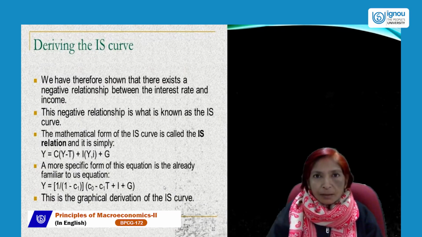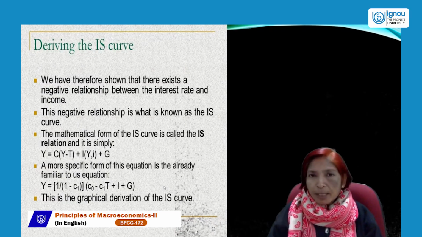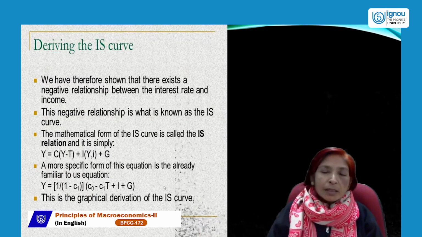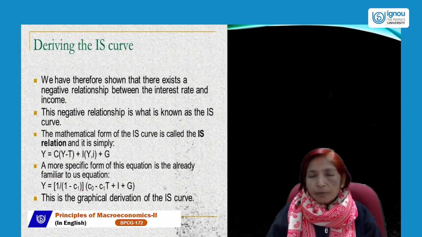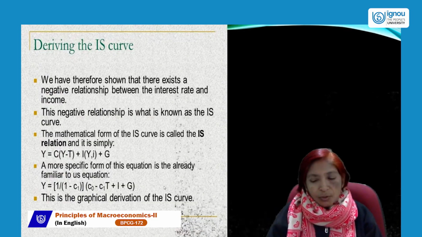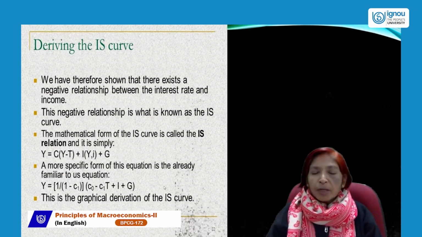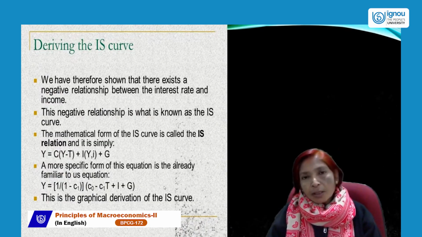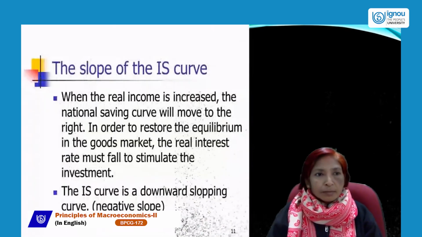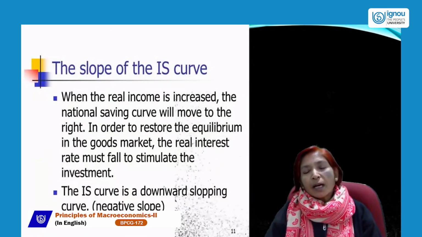In the four-sector model, the first sector will be the firm sector, the second sector will be the household sector, the third sector will be the government, and the fourth sector will be the rest of the world. So these four sectors play a very important role in all economies. Now next is the slope of the IS curve.